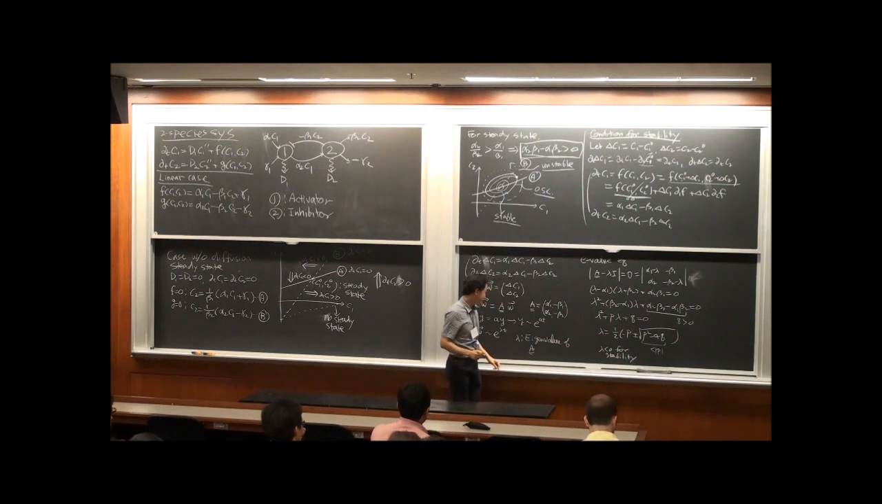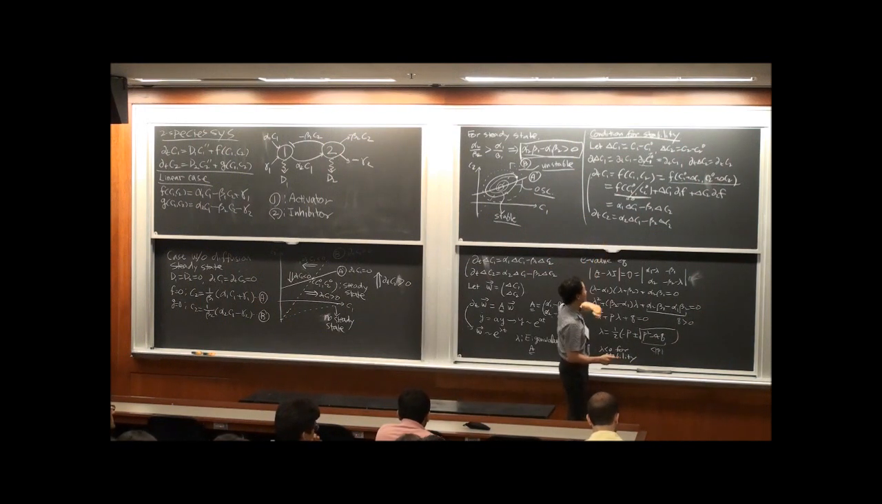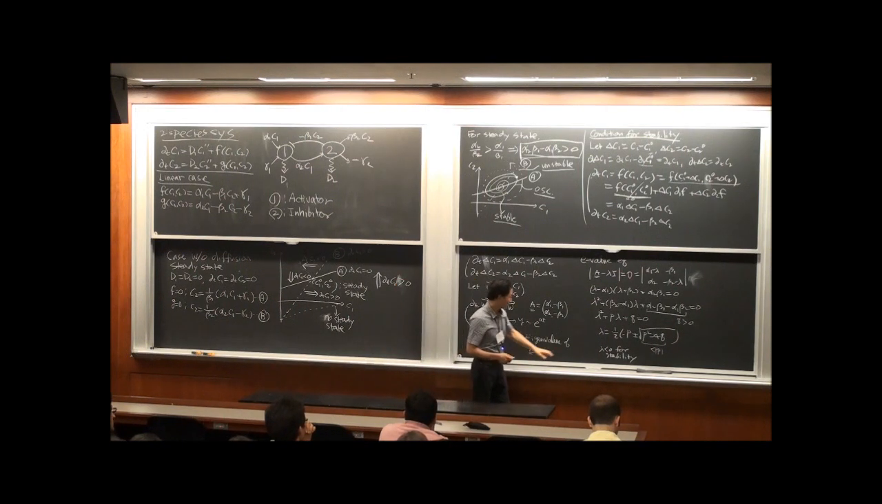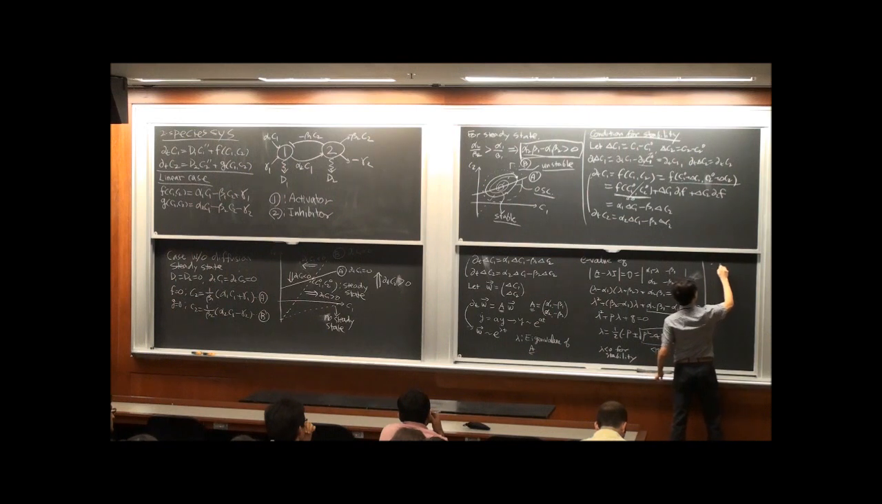Why does it have to be less than 0? Because of this. If lambda is positive, your perturbation will grow in time, and your perturbation is the distance from the steady state. That means a positive eigenvalue of the matrix will lead to your solution moving away from the steady state. So to satisfy this, we must have p greater than 0, which means beta 2 greater than alpha 1.